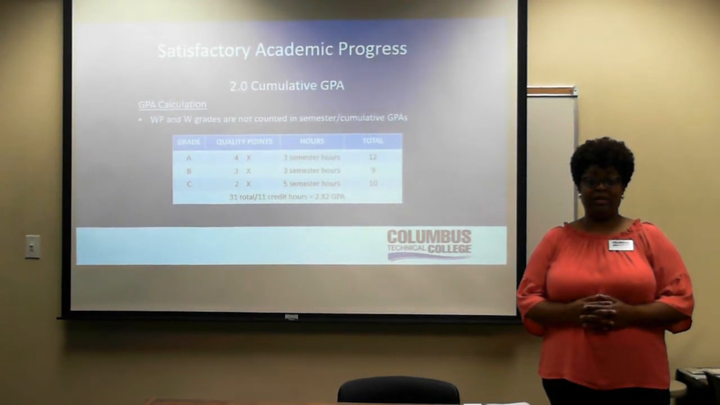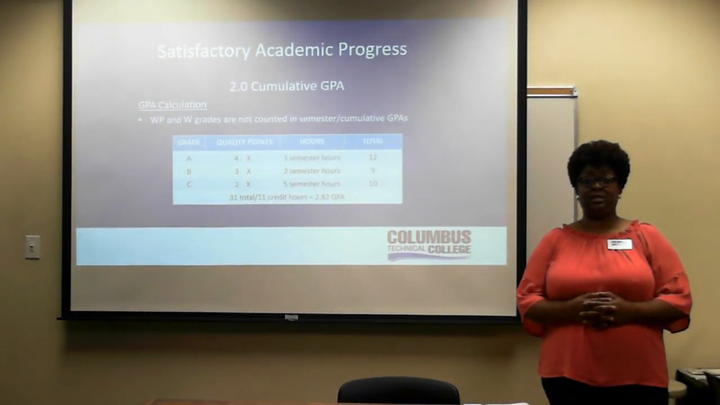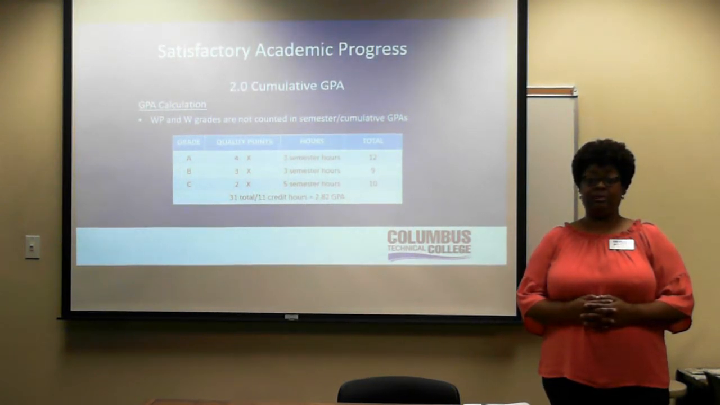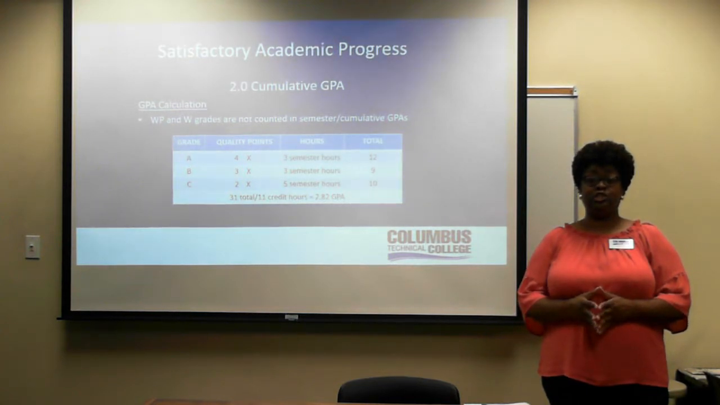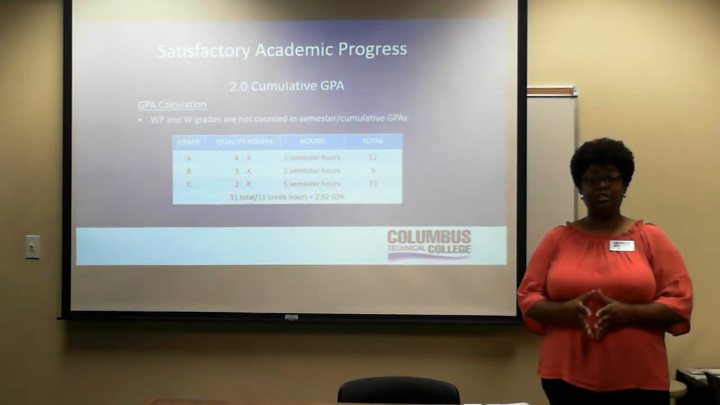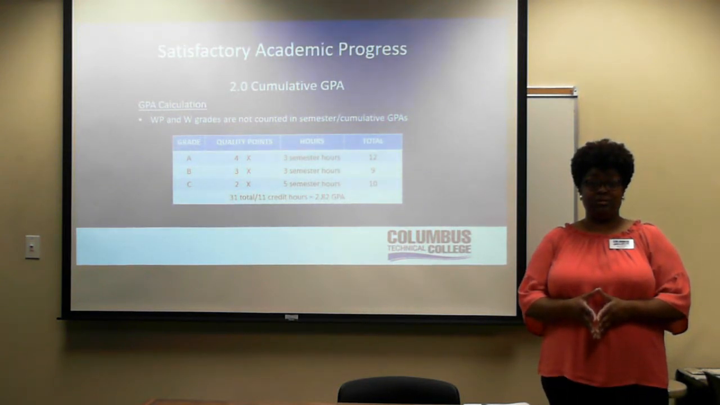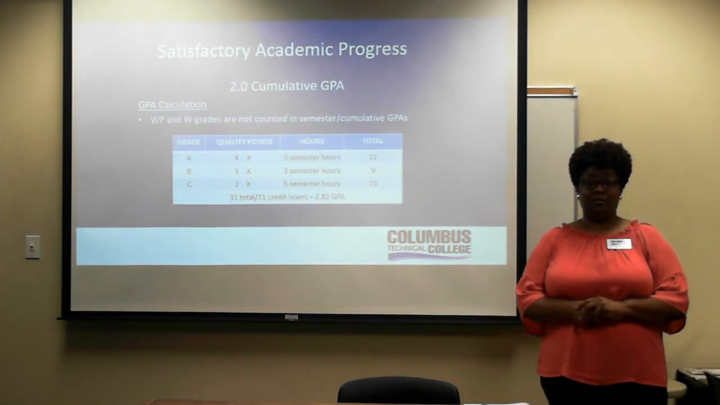That class was a 5 credit hour class, so 2 times 5 is 10. When you total up your 12 plus your 9 plus your 10, you come up with 31 points. And then when you total your credit hours, you have a total of 11 credit hours. 31 divided by 11, this student has a GPA of 2.82 just for this one semester. Keep in mind, financial aid deals with cumulative GPAs. Your GPA for all of your classes that you have taken here at Columbus Technical College.